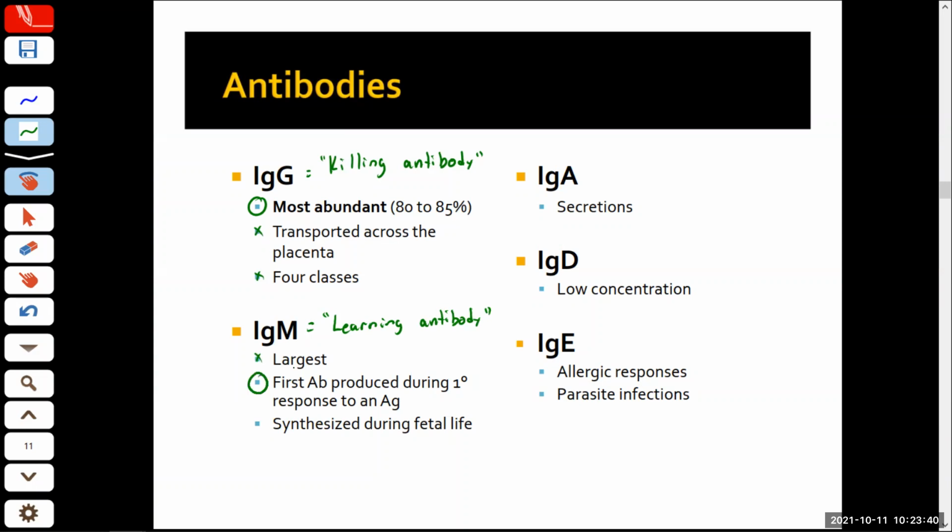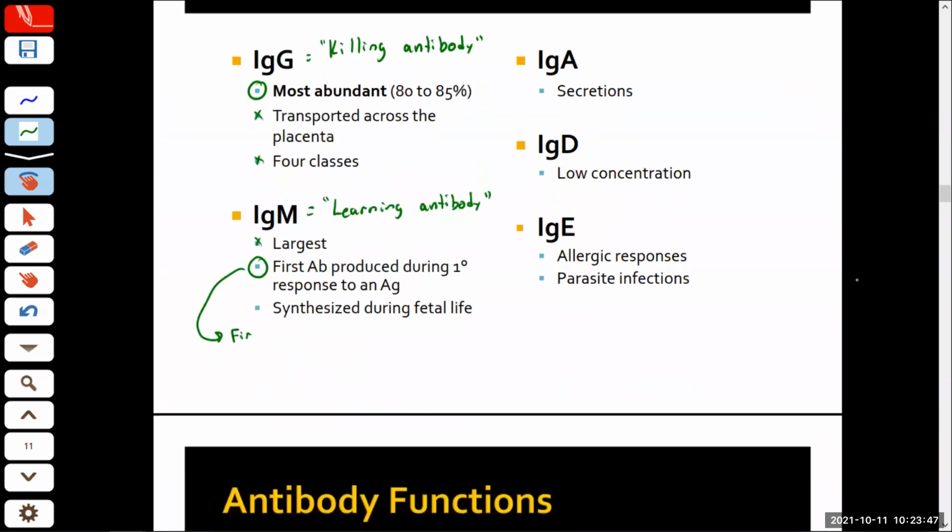This second point here, let me translate it below. This is the first antibody produced during primary response to an antigen. First antibody produced during primary response to an antigen.